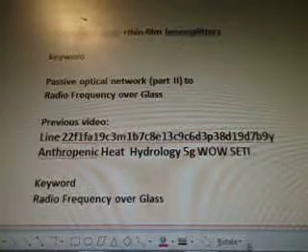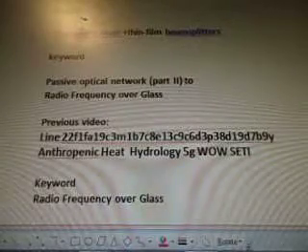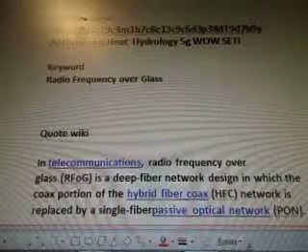The keyword for that was passive optical network part 2 to radio frequency over glass from the previous video, line of data. Anthropenic heat hydrology. Then, so we finally got to the keyword of radio frequency over glass. So a quote from Wiki.